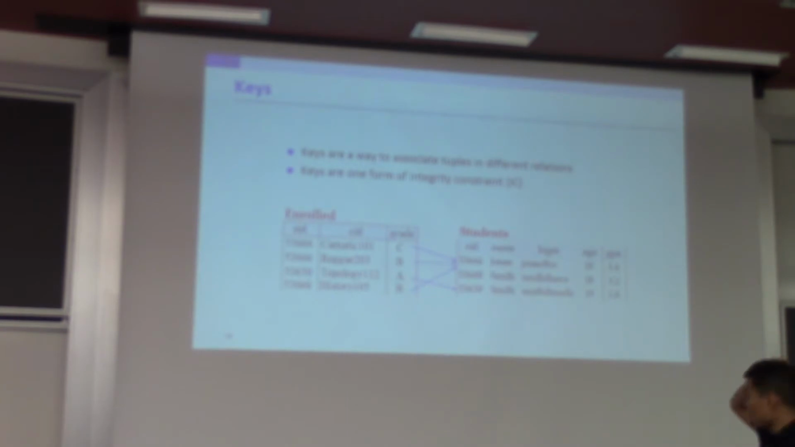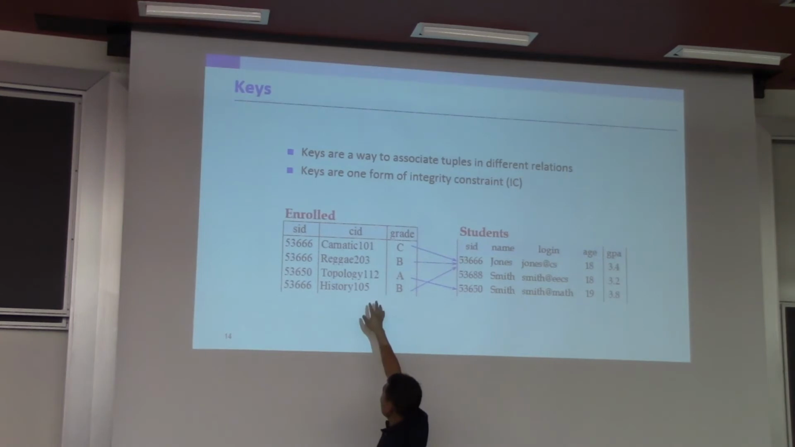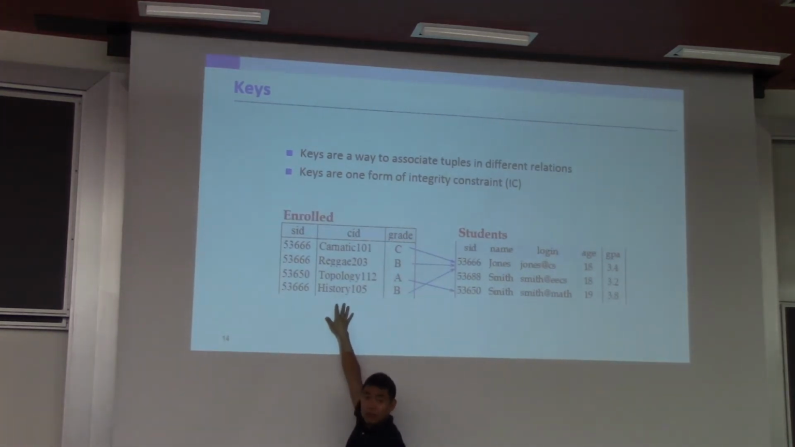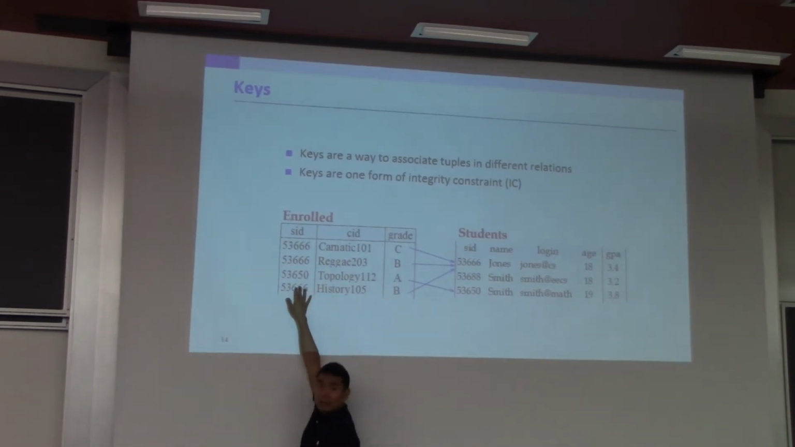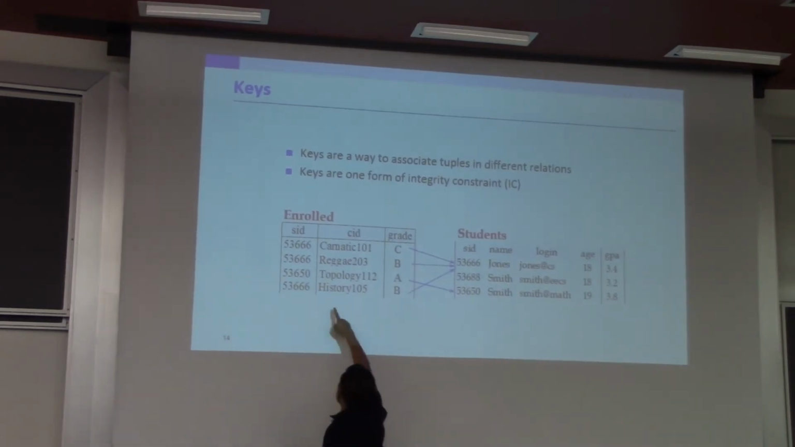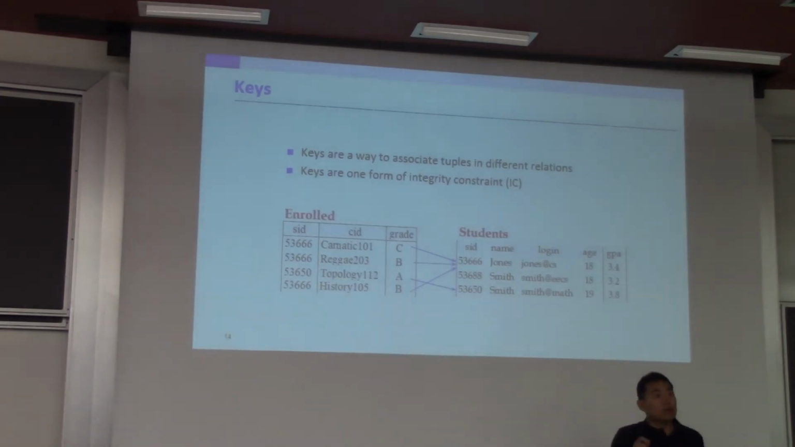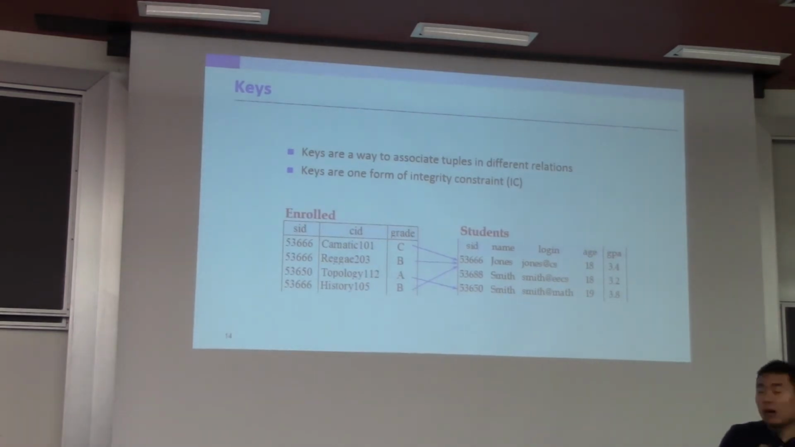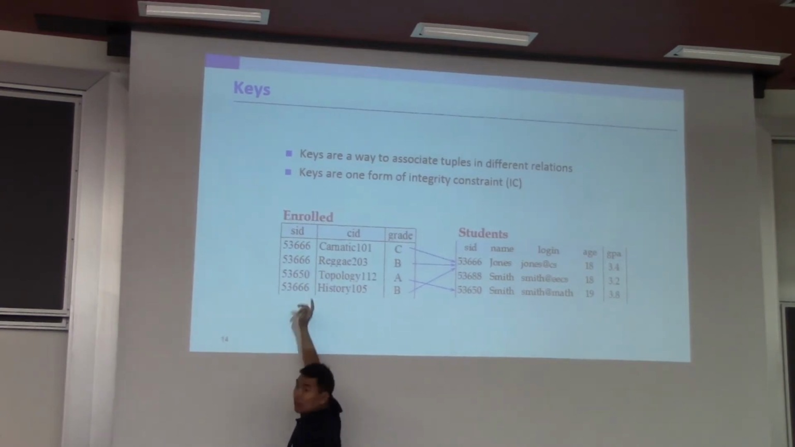For example, if I want to know the student name who got an A in topology 112, I'm not able to do that from just this table. What I will have to do is to look at the student ID value of this particular record, then go back to the student table and look up the name of that student. But the fact that you can do this is because you have this particular field called student ID here.